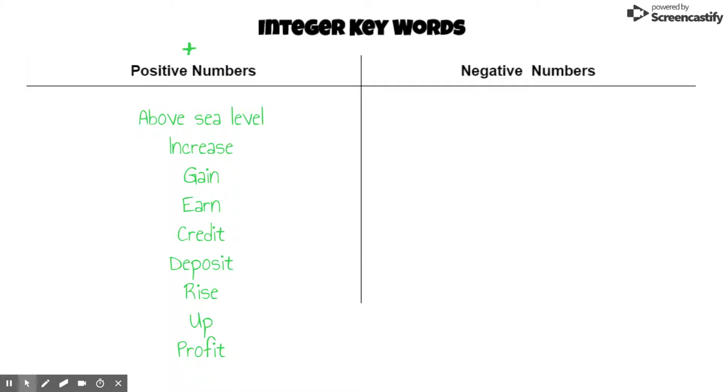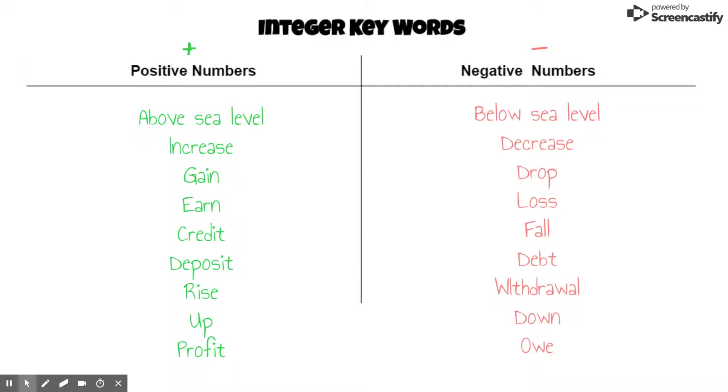There are a number of words that can indicate that I'll be dealing with negative numbers, and let's check out your list and compare with mine here. So we have below sea level, a decrease, drop, loss, fall, debt, withdrawal, down, or owe. Owing someone some money would be a negative integer.